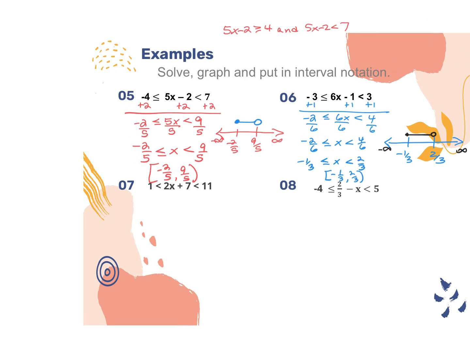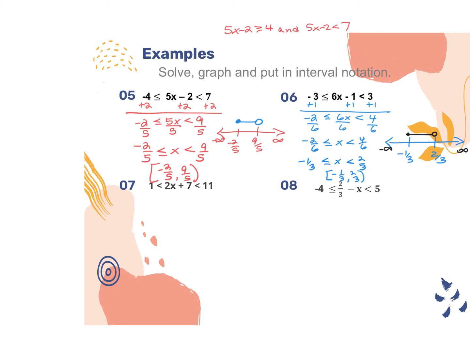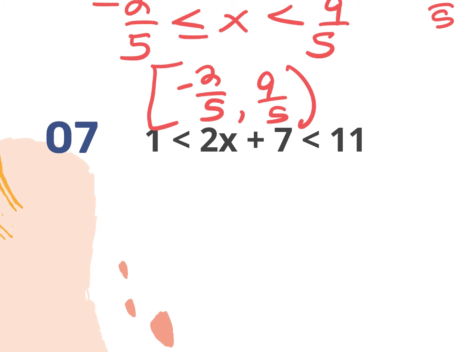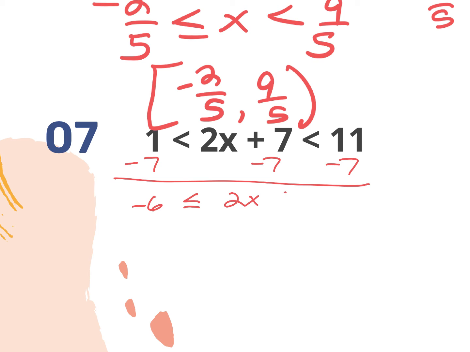Let me do numbers 7 and 8 here. So again, when it's the compound, we have to do the same thing to all 3 pieces. So subtract 7 from the left, the middle, and the right. Negative 6 less than or equal to 2x, which is less than 4. Divide everything by 2. Negative 3 less than or equal to x, which is less than 2.